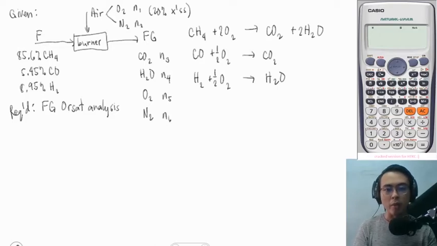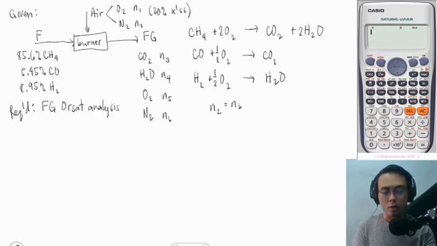Now, right off the bat, you see that I have mentioned earlier that nitrogen is generally considered as inert in combustion processes, meaning it does not participate in the reaction. It can only combust at very, very high temperatures. So we will be assuming here that nitrogen gas is an inert. Therefore, we can say that N2 is equal to N6, because whatever nitrogen comes in, it would also be the amount of nitrogen that's coming out.